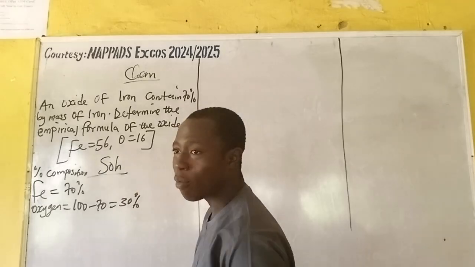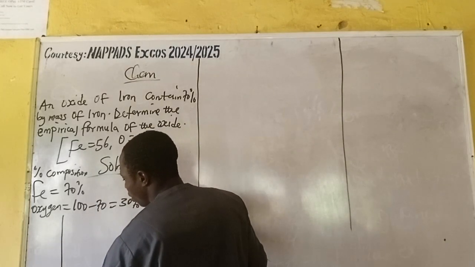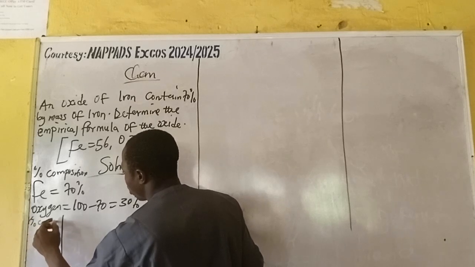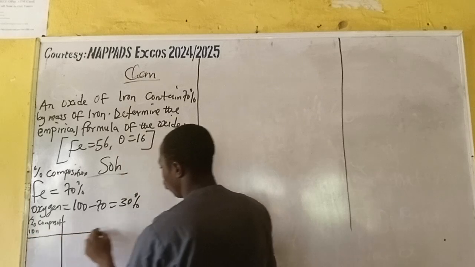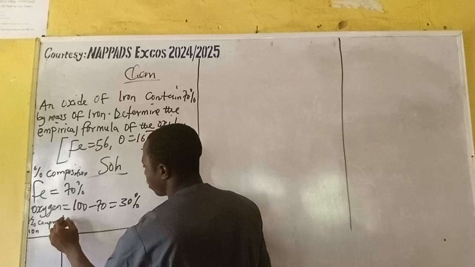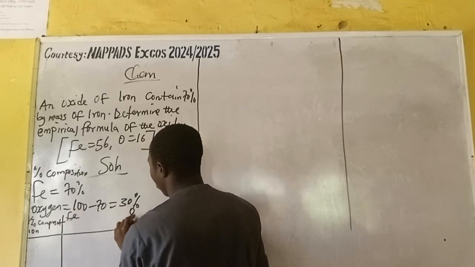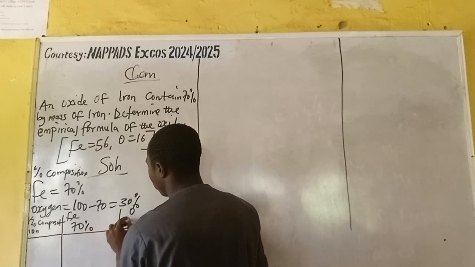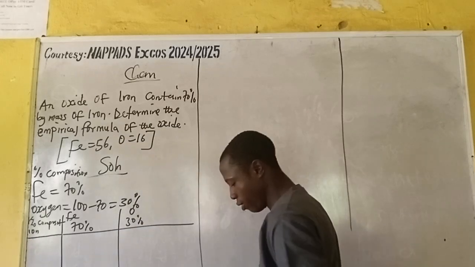We are looking for the empirical formula. If you are looking for the empirical formula, let me give you the shortest trick you can use. First, we have our percentage composition, for iron and oxygen. Iron is 70, oxygen is 30.